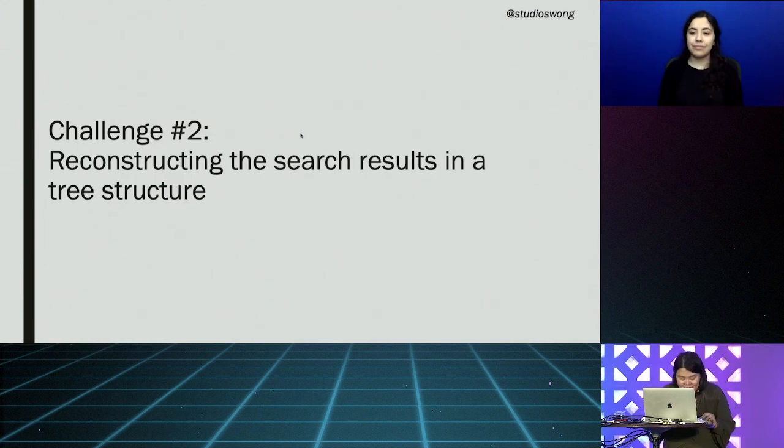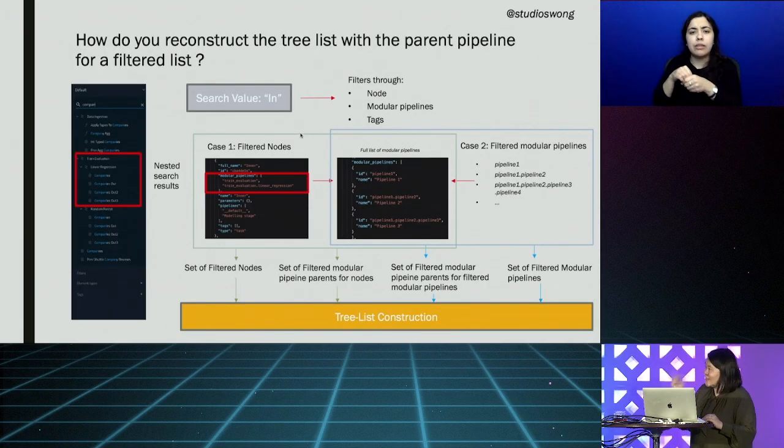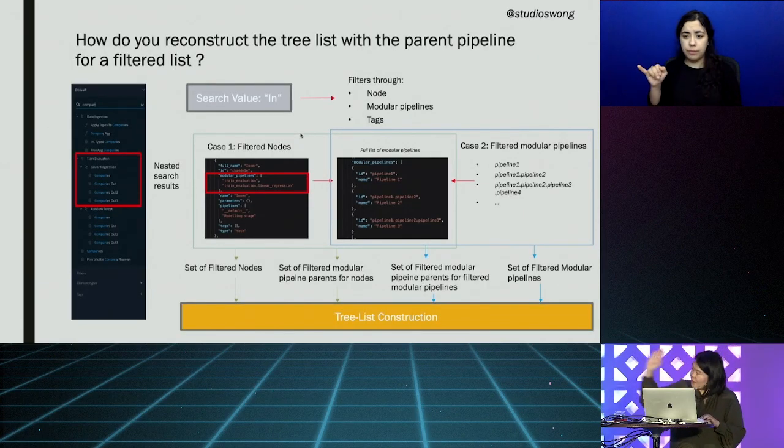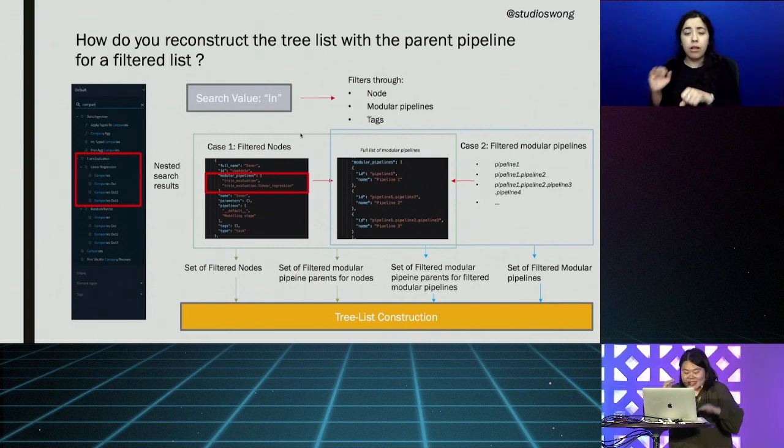So now that we have the logic established to construct that pipeline tree, we will need to tackle this new set of challenges that's placed by the new search UI. So it's really filtered nodes, but we also show the parents of the filtered nodes, even though they do not contain any of the search keywords.